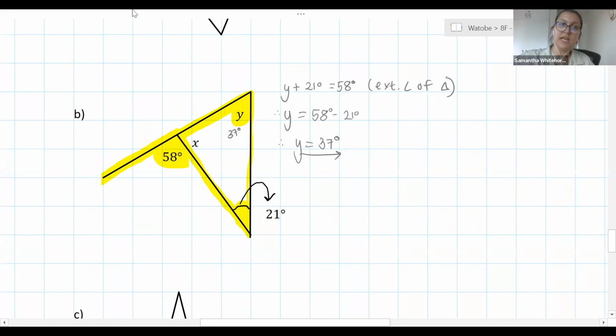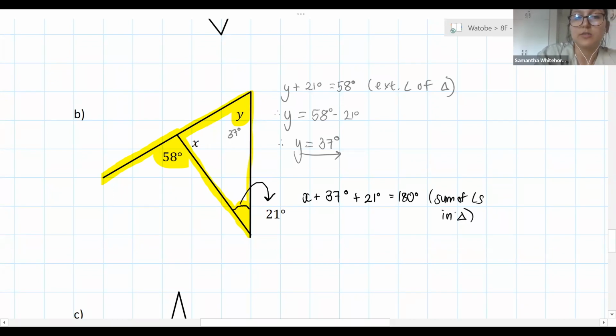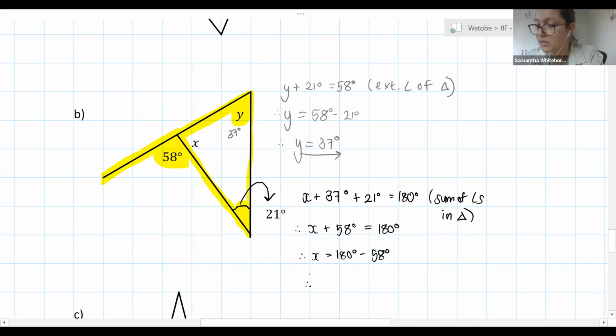Anyone want to give me a suggestion of how I can find X? There are a couple different ways you could potentially do it. Bonke, I see your hand still up. Do you want to tell me? Ma'am, I think sum of angles in a triangle. Perfect. We can use sum of angles in a triangle. So now I know that x plus the angle 37 that I just found plus 21 degrees must equal 180 degrees because of sum of angles in triangle. So x plus 37 plus 21, which gives us 58, is equal to 180. And if we now subtract 58 on both sides, we get 180 minus 58, which is, I want to say 122, but let me double check myself, 122.